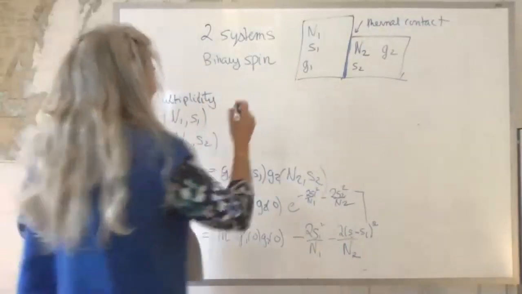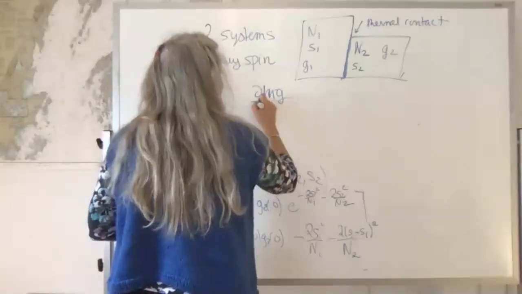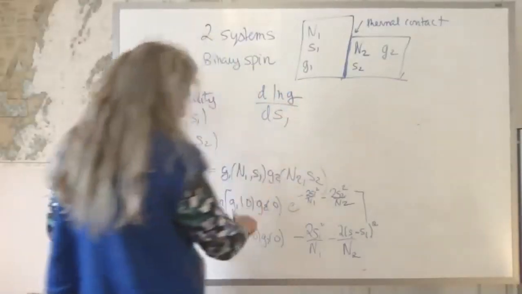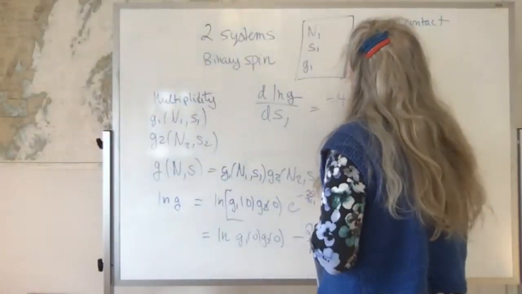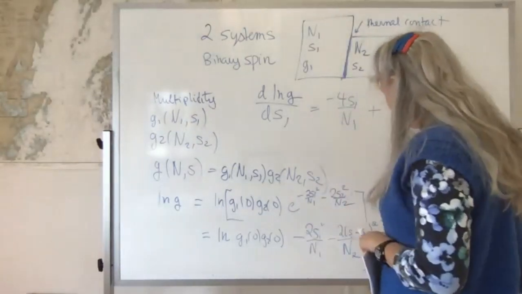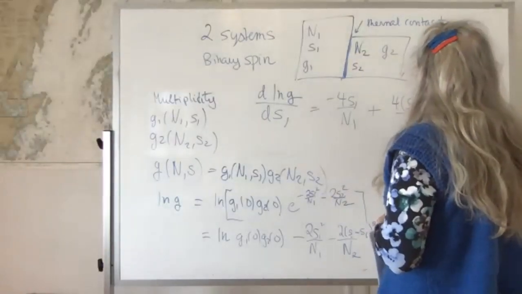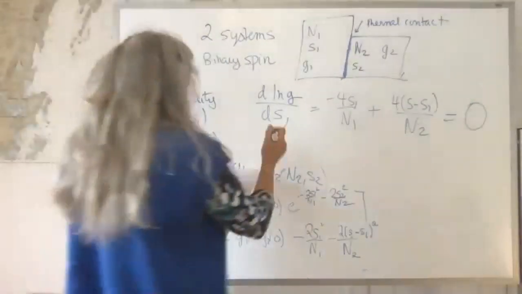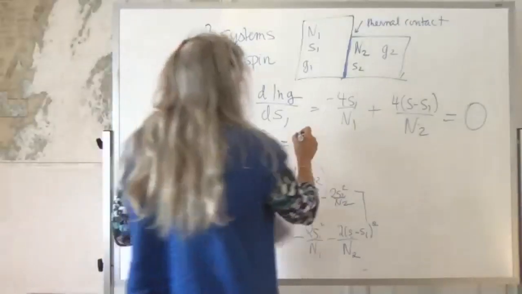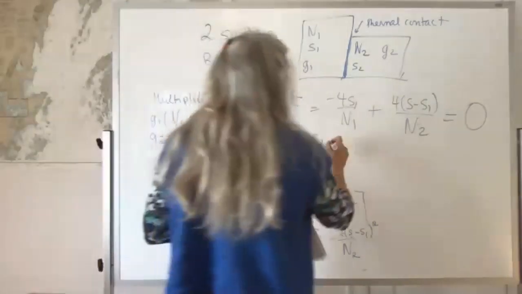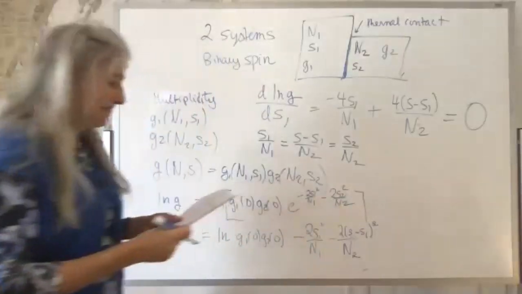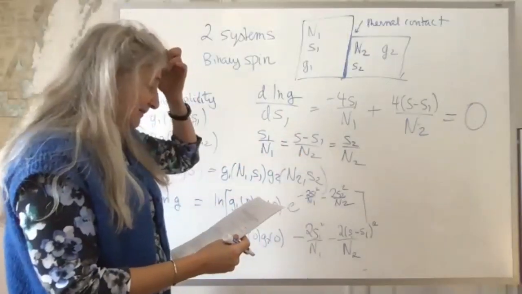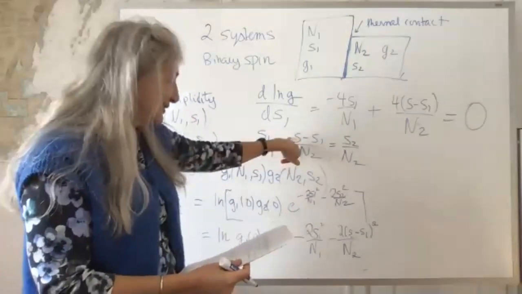So I can take the derivative of this thing, d ln g, actually it's not a partial really, it's just a derivative, d ln g over dS1. And it's equal to minus 4 S1 over N1, plus, because there's a minus sign in there, 4 times S minus S1 over N2. Now I'm going to set it to be 0 and solve for S1. If I solve for S1, I get S1 over N1 is equal to S minus S1 over N2, and that's equal to S2 over N2. And this is for the equilibrium state.